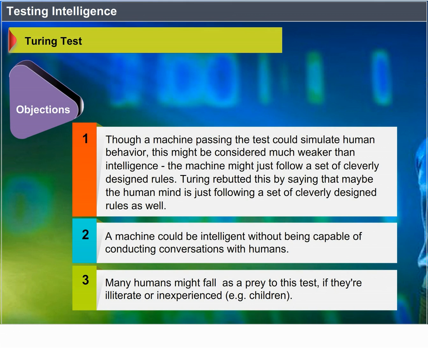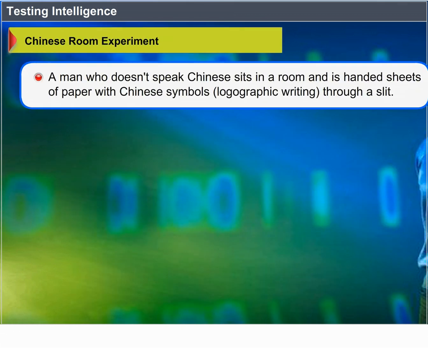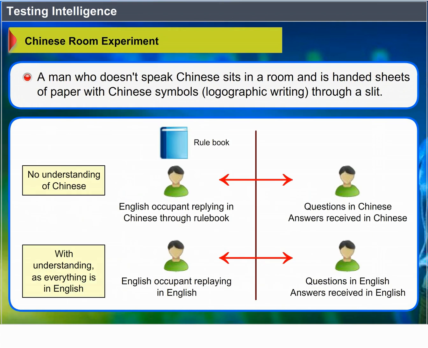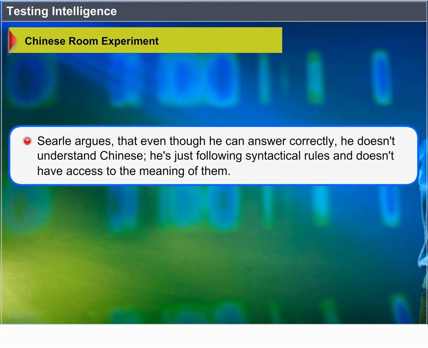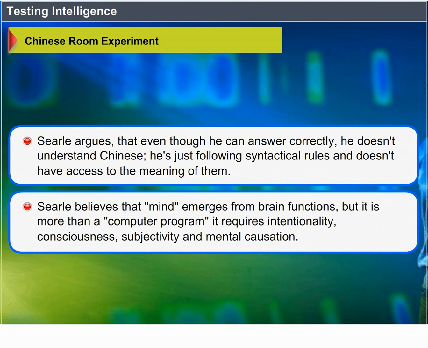Chinese room experiment. A man who doesn't speak Chinese sits in a room and is handed sheets of paper with Chinese symbols, logographic writing, through a slit. He has access to a manual with a comprehensive set of rules on how to respond to this input. Searle argues that even though he can answer correctly, he doesn't understand Chinese. He is just following syntactical rules and doesn't have access to the meaning of them. Searle believes that mind emerges from brain functions, but it is more than a computer program. It requires intentionality, consciousness, subjectivity, and mental causation.